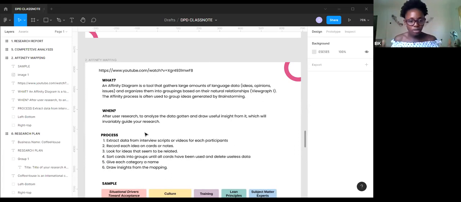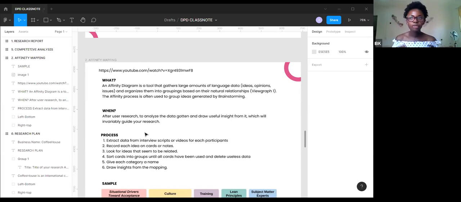After user research, because we assume that you should be in the process of doing your user research, or perhaps you have done it already. So the next thing is to do your affinity mapping. It says after user research, to analyze the data gotten and draw useful insights from it, which will invariably guide your research. Okay, so what's the process of doing affinity mapping?